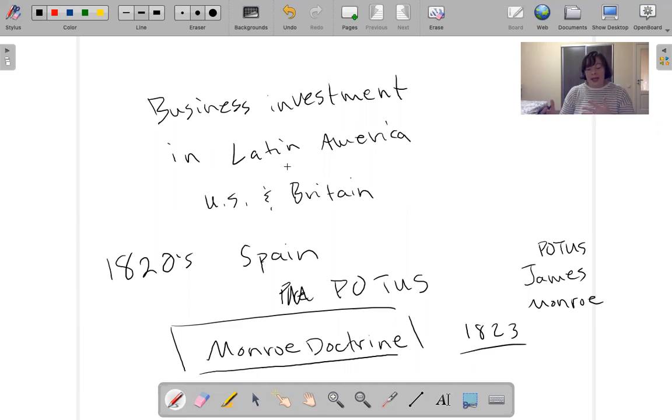So Spain quit looking and Latin America was full of mostly US and British businesses making themselves rich and making the really wealthy of Mexico even more wealthy.